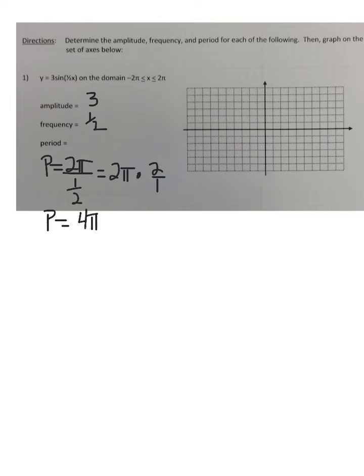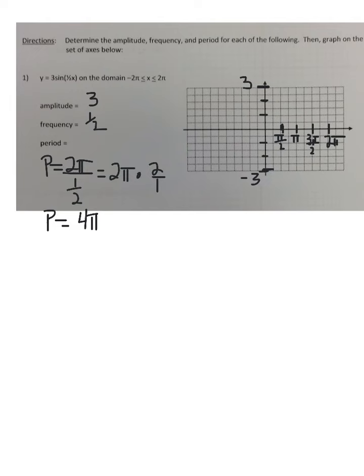All right, so what does all this mean? This means we're going to have one full curve by the time we get to 4 pi. Okay, and this means we're going to have a half of a curve from 0 to 2 pi. Okay, I'm going to ignore the domain for a minute. Let's just go with what we're really familiar with, okay? So that's what I would do, okay?